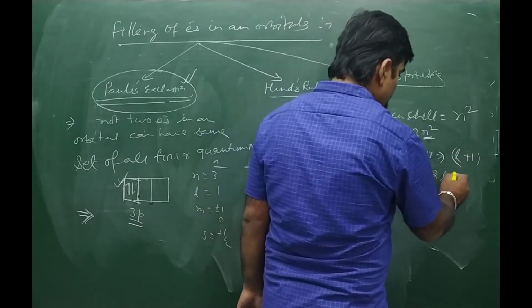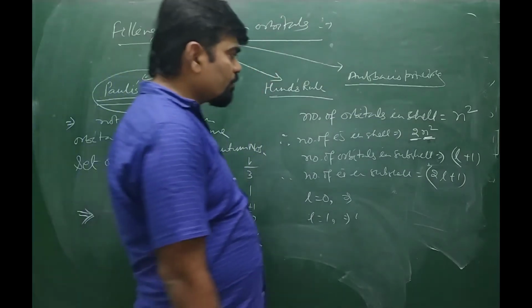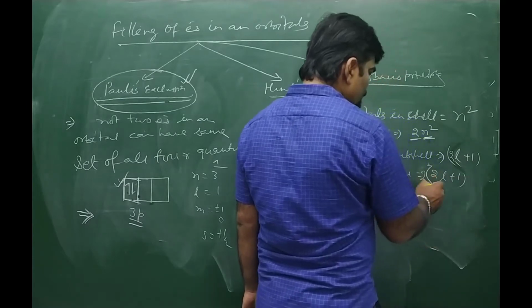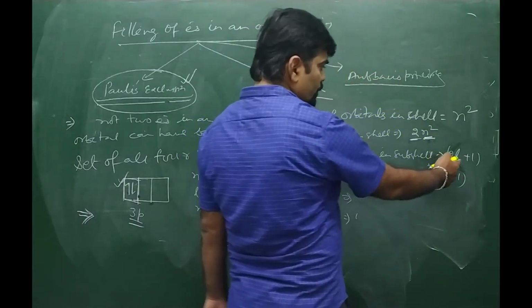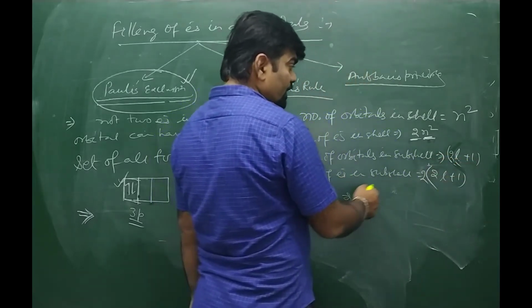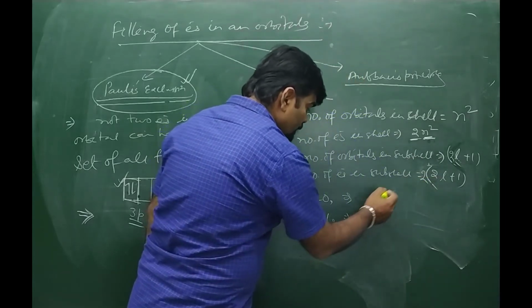M is equal to 2L plus 1. So the number of orbitals is equal to 2L plus 1, and the number of electrons will be 2 into (2L plus 1). See now, if L is equal to 0, then 2 into 0 plus 1 is 1 orbital. 1 orbital can accommodate a maximum of 2 electrons.